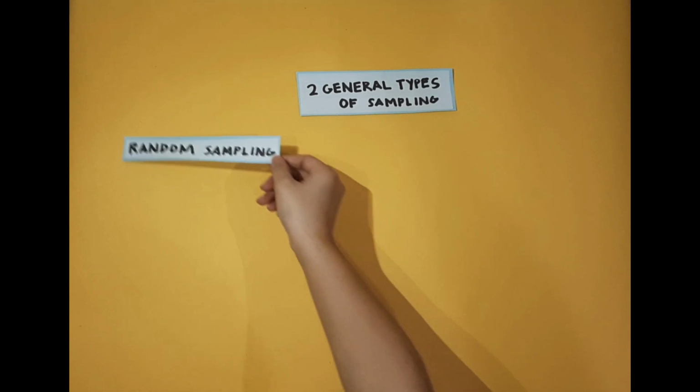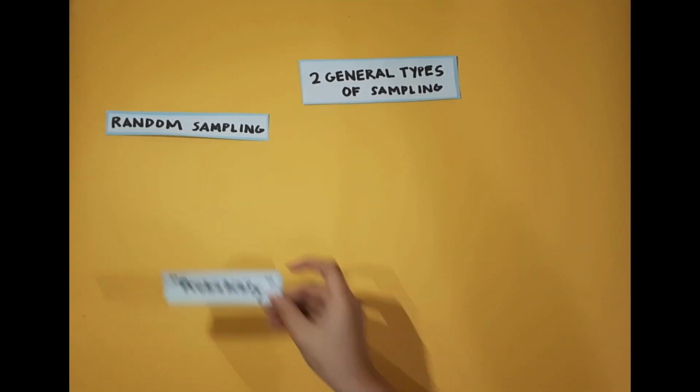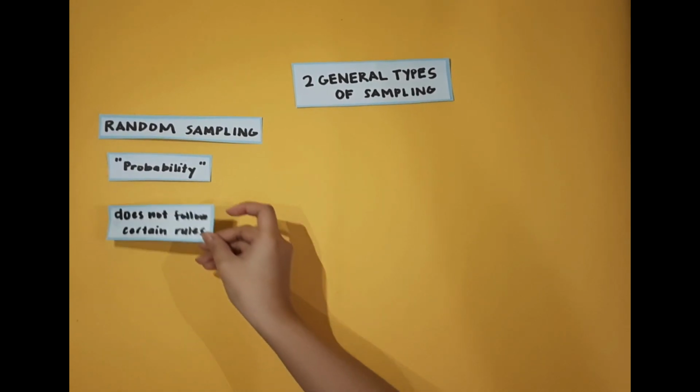The first general type is random sampling, also known as probability. This general type has no particular order, or does not follow certain rules in selecting respondents. It is advisable for it to be a non-biased method, meaning that everyone has the chance of being selected.